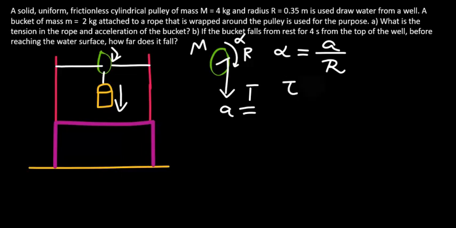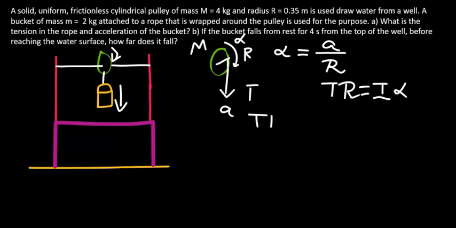So that torque equals the tension times the moment arm, in this case the same as the radius of the pulley, and that equals the moment of inertia of the pulley times the angular acceleration. So this line is the definition of the torque, and that line is Newton's second law for rotation. So let's expand on this equation.